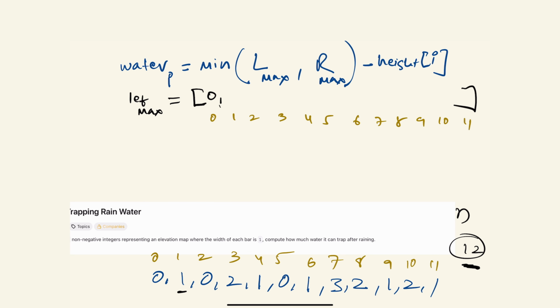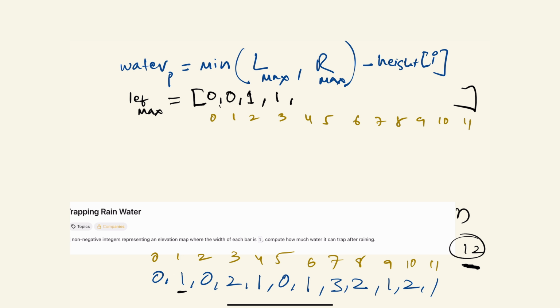Now at index 1, only one wall was on the left side, which is 0. So I'm putting 0 at index 1. Now go to the second one. There are two walls here. What is the max height? Max height is 1 at this position, because it has only one wall on the left. So I will mark it as 1. In the same way, move on to the third one. For the third one, the left max is again 1.